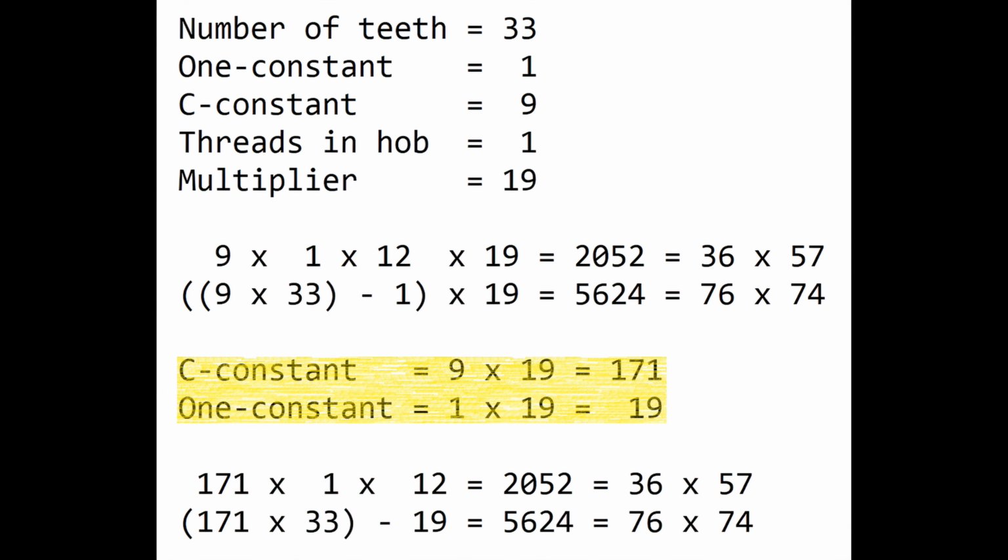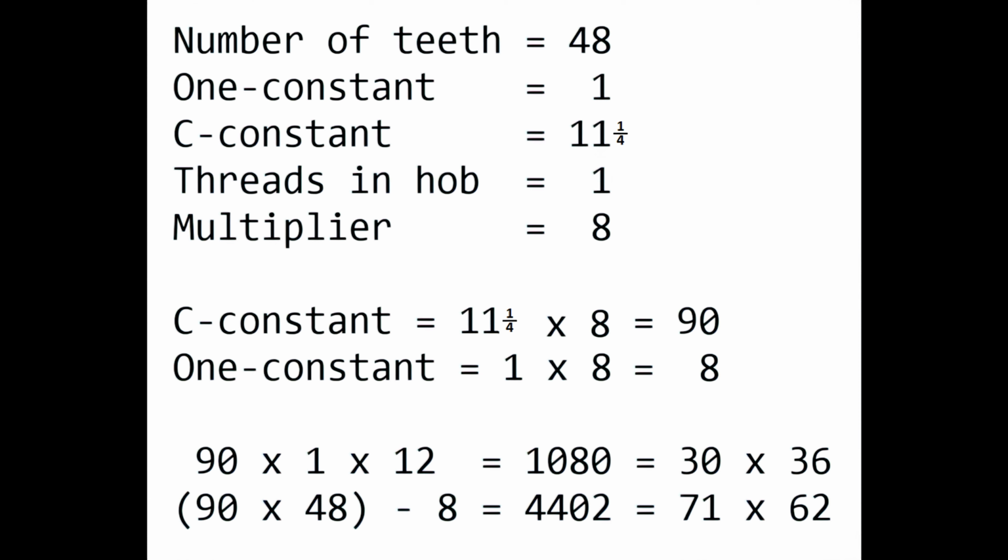Now I will set up the same problem with the C constant and the 1 constant pre-multiplied by the multiplier, 19. I can see the results are identical, but this sample doesn't offer a compelling reason for the change in method. Let me offer an example where the new method is compelling.